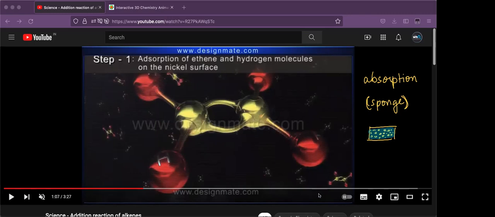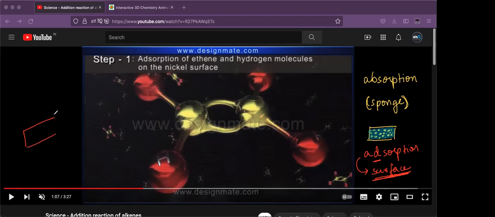Now, when it comes to adsorption, this happens only at the surface level. It's a surface phenomenon. So absorption happens throughout the bulk. When it comes to adsorption, I'll do it over here.